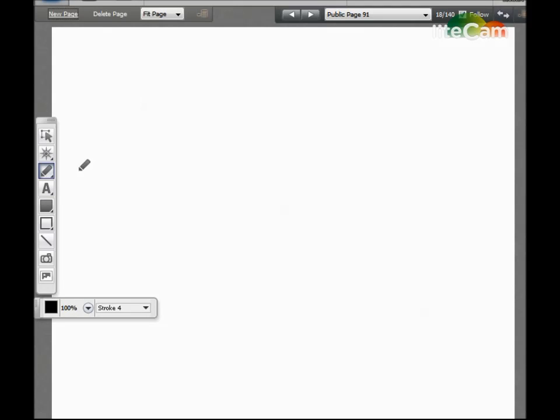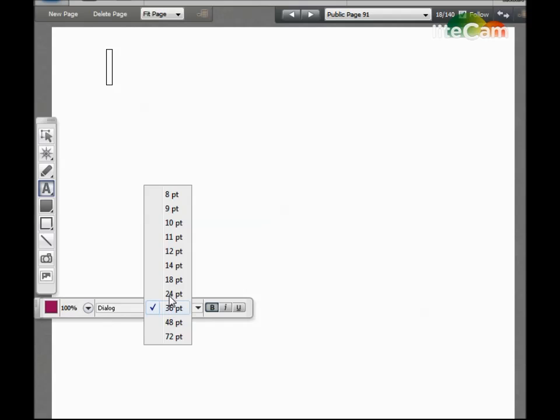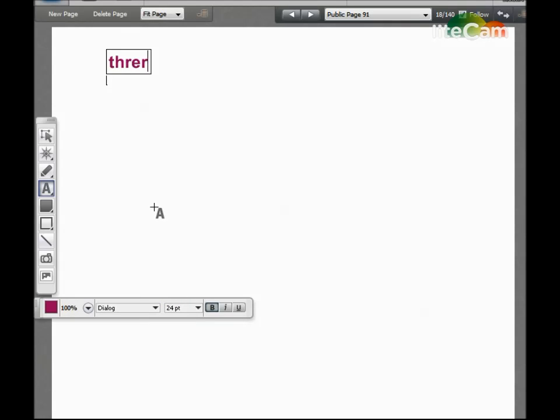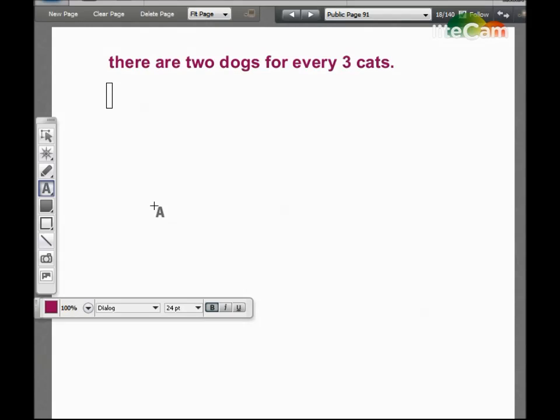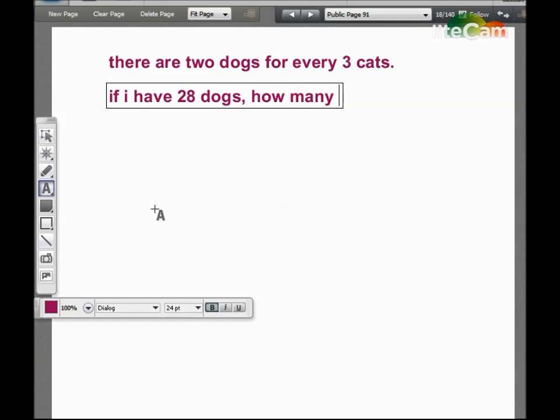How do you set up and solve a proportion? Let's say we had the question, there are 2 dogs for every 3 cats. That's our rate. If I have 28 dogs, how many cats do I have? So you can set up a proportion to solve this.